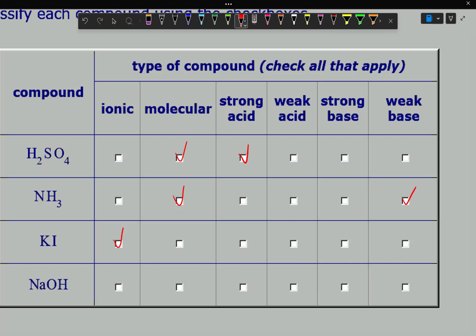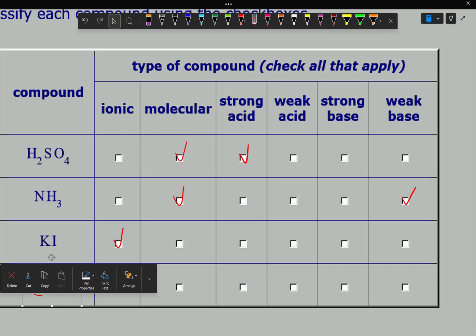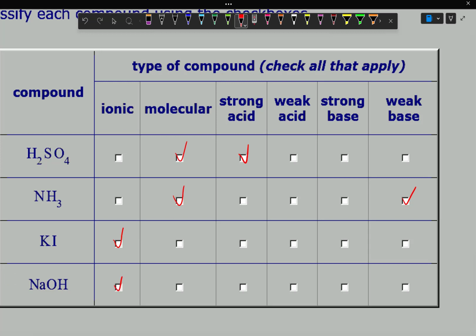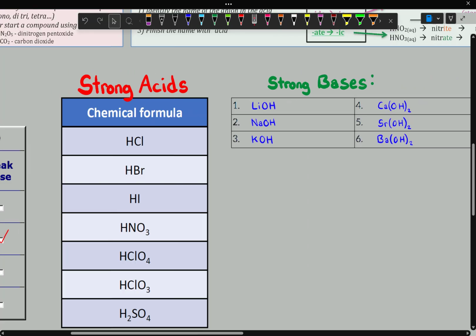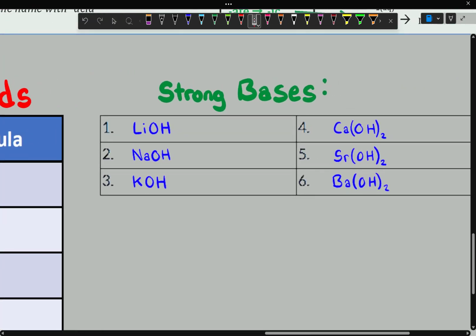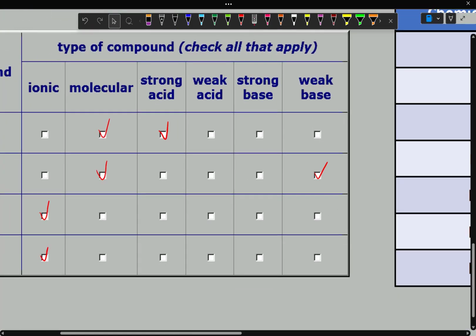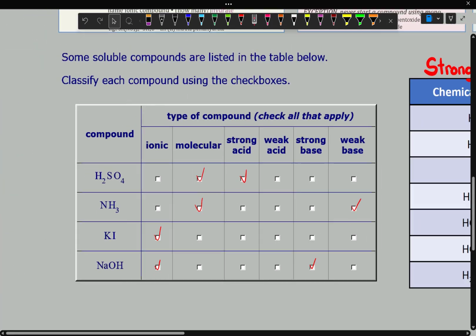Finally, we have NaOH, that's sodium hydroxide. Sodium is indeed a metal, and hydroxide is one of our polyatomic ions. It's an anion. So a metal and a nonmetal is going to be ionic. As for a base or an acid, if we check our strong bases, we see that NaOH is listed as one of our strong bases. So we will check off strong base, and that is it for this question.